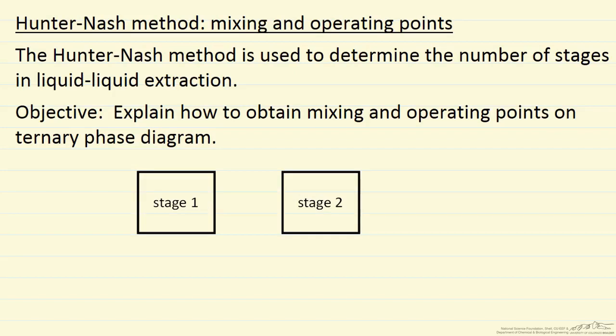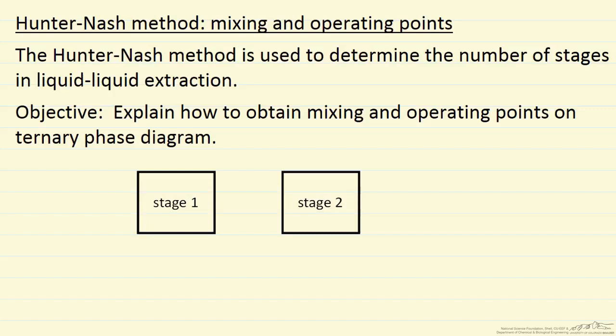The Hunter-Nash method is used to determine how many stages are needed in a liquid extraction. And in this screencast, I just want to concentrate on explaining how to obtain the mixing and operating points in the ternary phase diagram. Other screencasts go through determining the number of stages and do example problems. I'm going to look at just two stages to make it easier to understand what's happening.